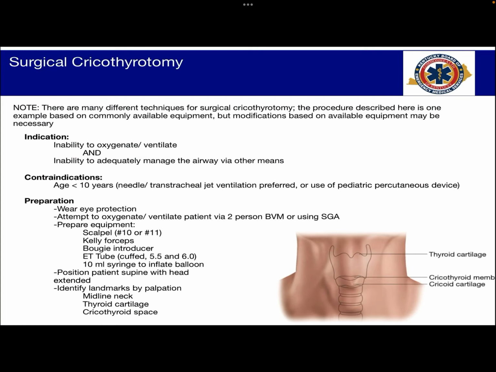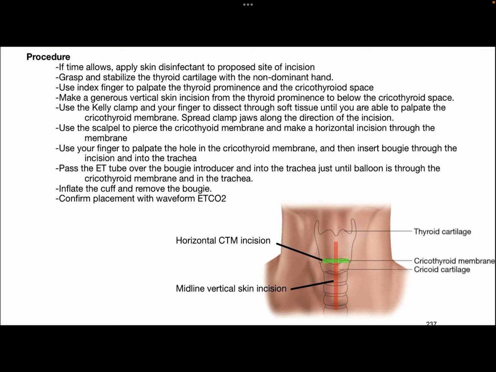You want to position your patient supine with the head extended. Identify landmarks by palpation. You want to identify the midline of the neck. You want to identify thyroid cartilage, and you want to identify the cricothyroid space. As far as actually doing the procedure, if time allows, apply a skin disinfectant to the proposed site of the incision.